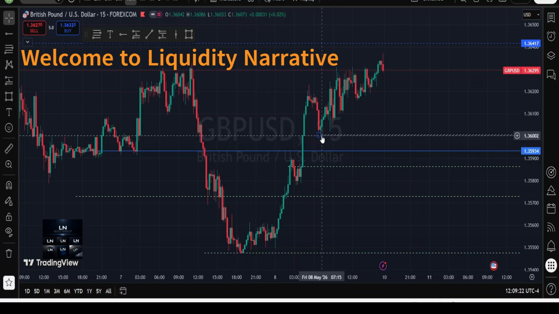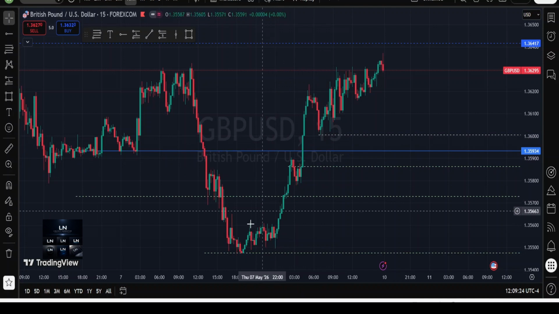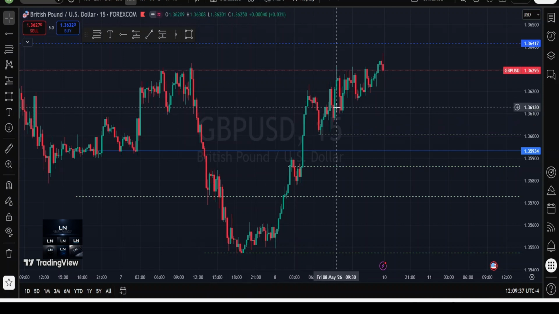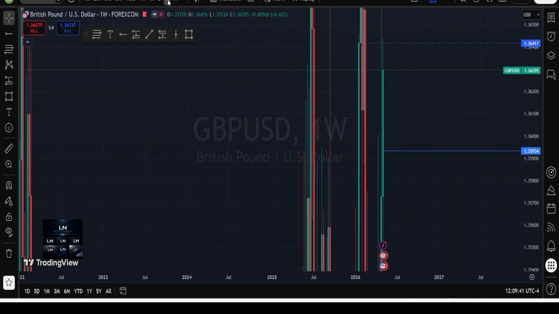So we are watching these levels as the areas where liquidity lies for this week. In this briefing, we define the key liquidity levels and the market structure for the pairs we are analyzing for the week using our weekly dealing range. So these are the areas we are watching this week. Let's move to the weekly time frame to see exactly what we are doing.